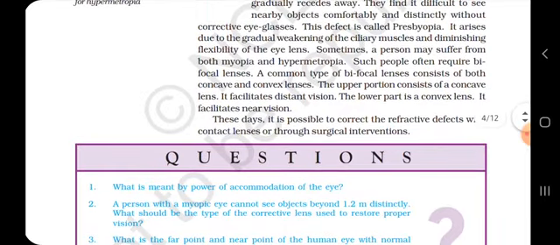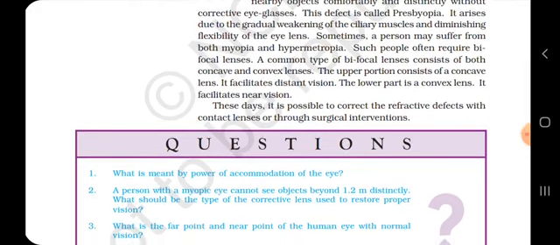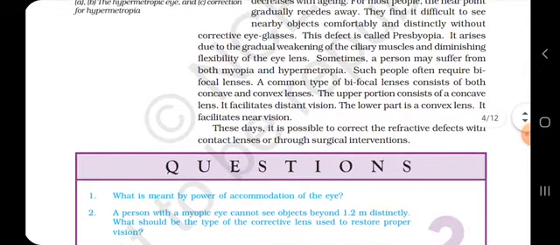I repeat, students, the bifocal lens consists of both concave and convex lenses. The upper portion consists of a concave lens. It facilitates distant vision, and the lower part is a convex lens. It facilitates near vision.